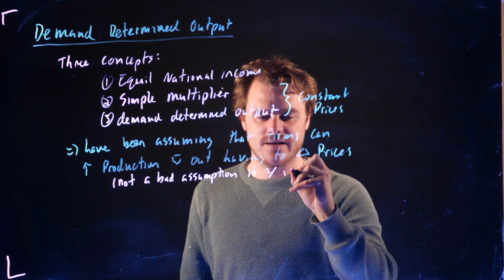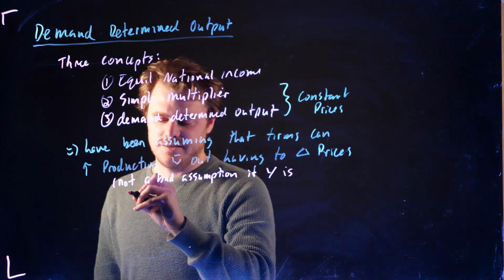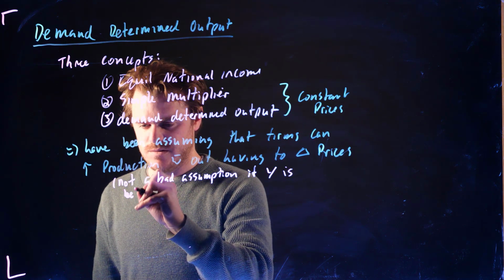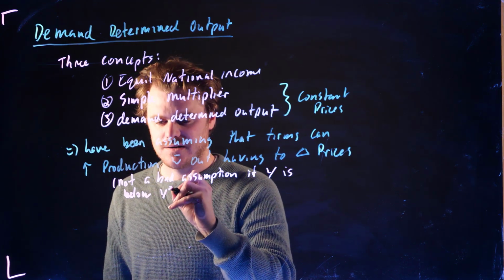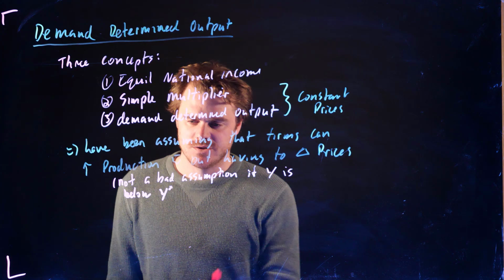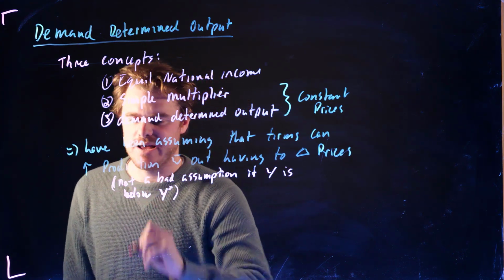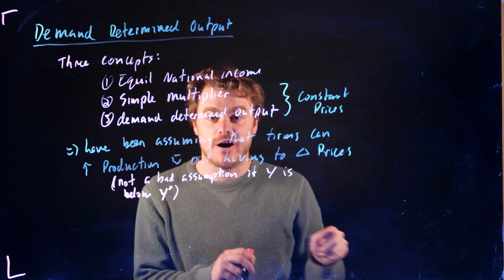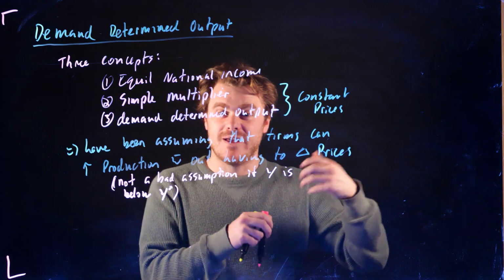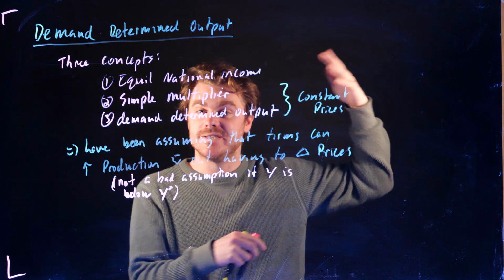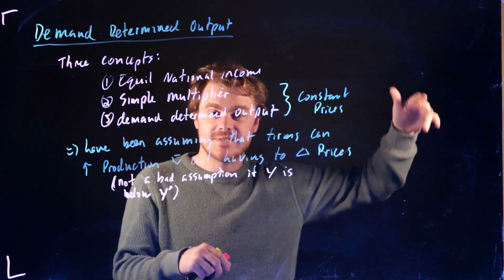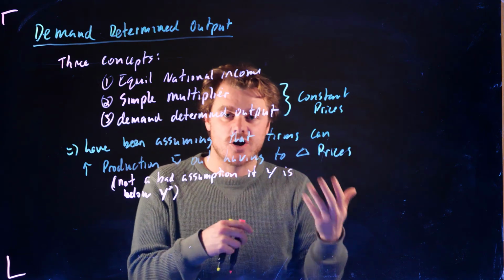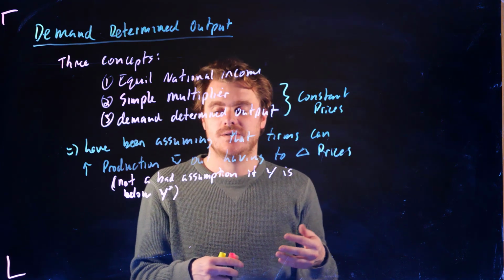if Y is substantially, or I'll just say, below Y star. So there's lots of slack in production is what I mean by that. But it's not going to be a great assumption if our economy is overheating, or if Y is above Y star. Well, firms can't just keep on increasing production without incurring larger costs.